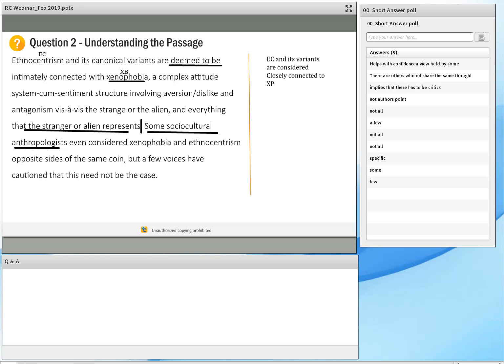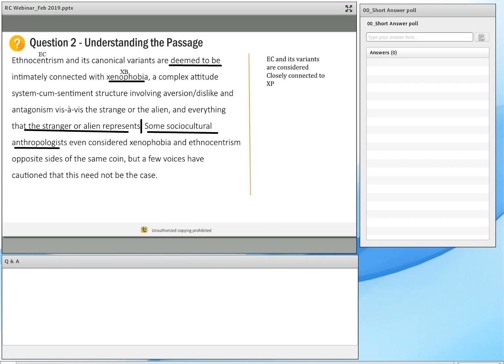Okay. And that's really important, because when you see the author saying somebody does this, or it is considered, it means the author is saying, I may not believe in it, but some people consider it. Some sociocultural anthropologists even considered XB and EC opposite sides of the same coin, but a few voices have cautioned that this need not be the case. So some anthropologists consider XB and EC to be very similar, opposite sides of the same coin, but a few other people say that need not be the case.